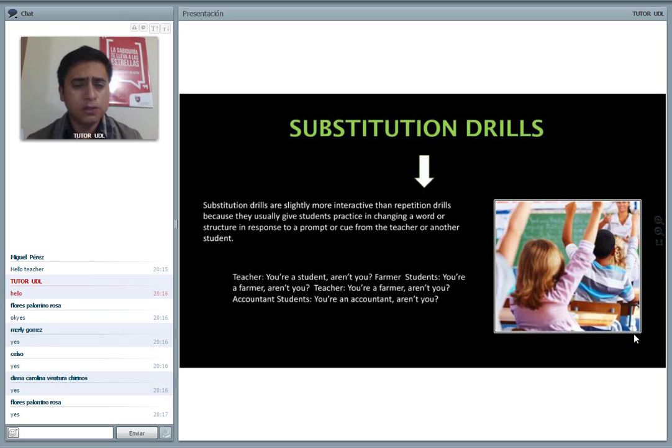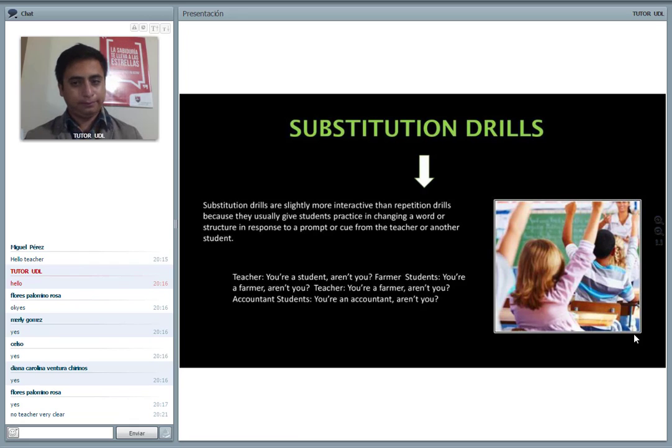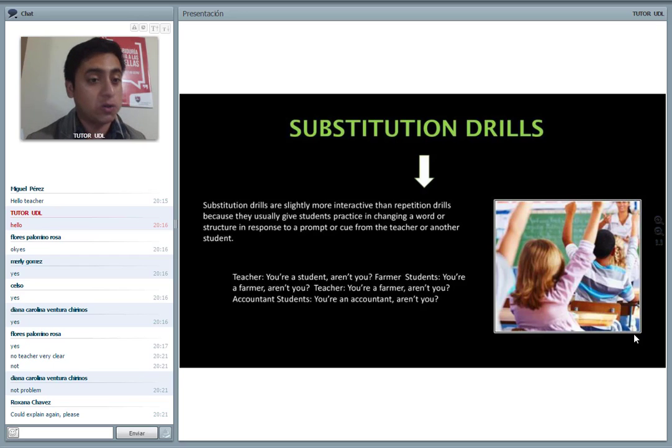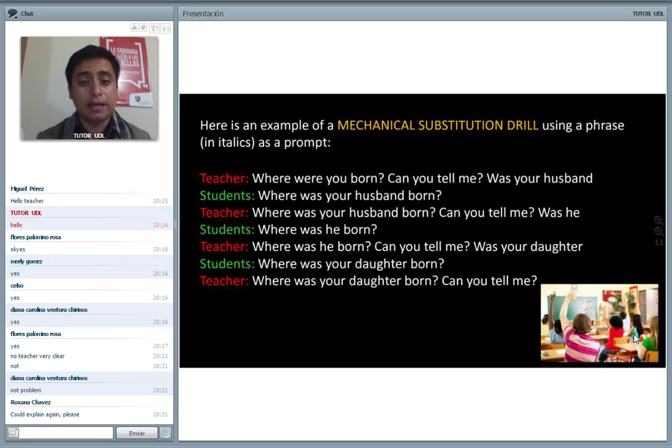Do you have any questions about repetition or substitution drills? Do you realize the difference between them? Okay, that's very clear. Try to remember, please, because most of the time we have this kind of question in the national exam. So try to remember the difference. Let's go to the next one.